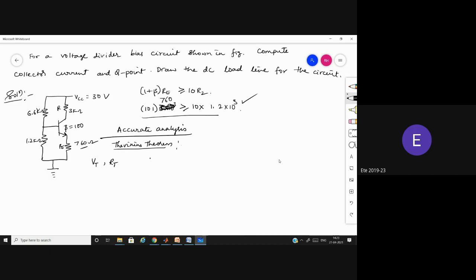So for accurate analysis, RT is equal to R1 parallel R2, that is R1 into R2 divided by R1 plus R2. What is the parallel combination of 6.6 kilo ohm and 1.2 kilo ohm? That is the Thevenin resistance, 1.01 kilo ohm.